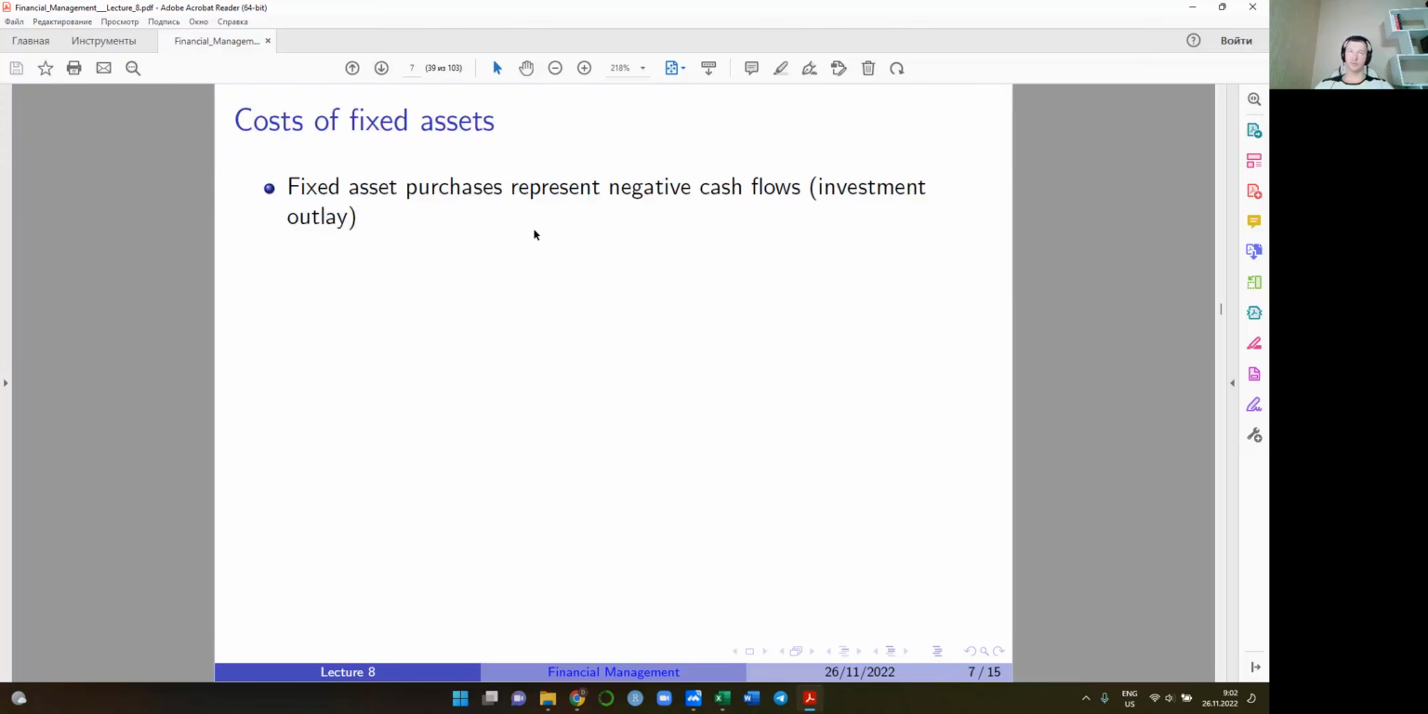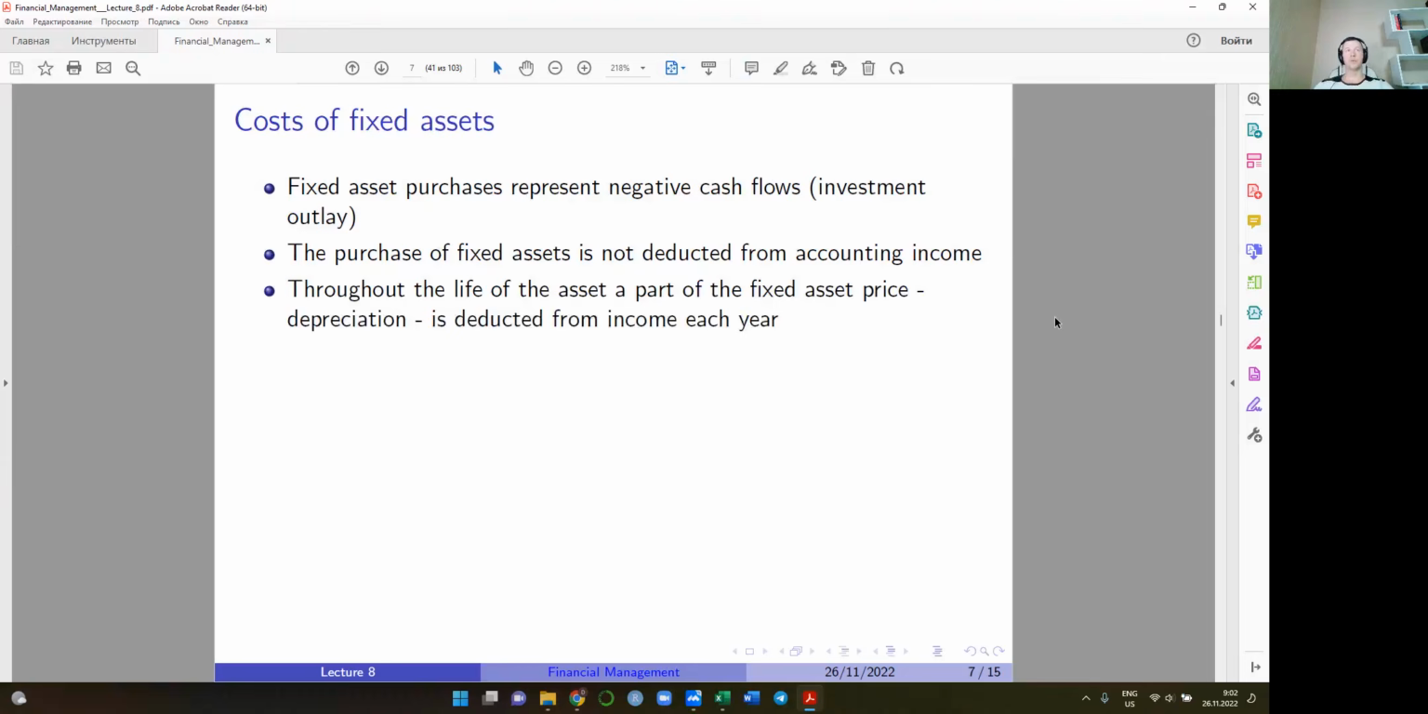So what do those costs include? First of all, we need to understand that these purchases affect cash flows with a negative sign, but they do not affect accounting income. So that's why accounting income is not a good measurement for investment project valuation. Accounting income is related to these fixed asset purchases through the thing called depreciation. So depreciation is the part of a purchase price that is deducted from annual cost.